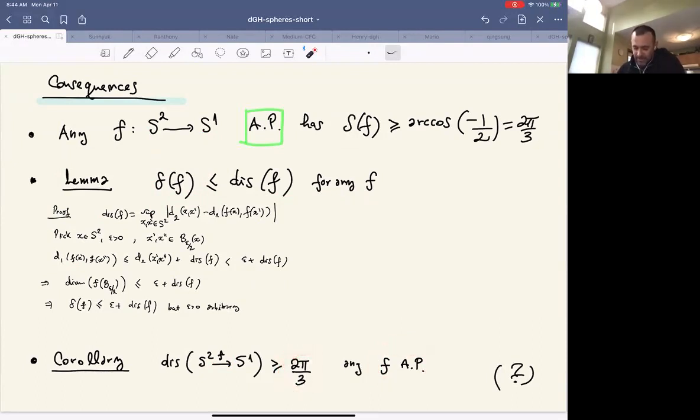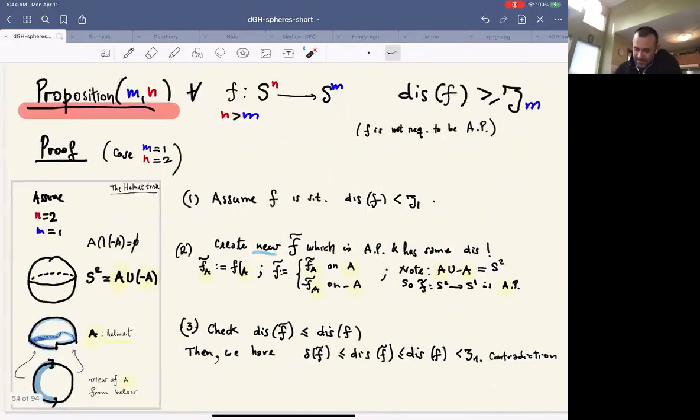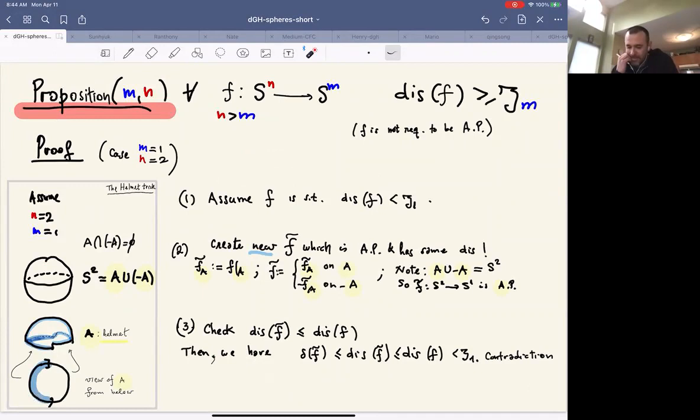So we are not quite there yet in terms of bounding Gromov-Hausdorff, because in Gromov-Hausdorff, you don't really impose any conditions on maps, right? They can be any maps or any correspondences. So the next step was to massage things to make them work for arbitrary maps. And here's one of the main propositions we found in terms of lower bounds. For any n and for any m smaller than n, the distortion of any function between Sn and Sm is lower bounded by zeta m.